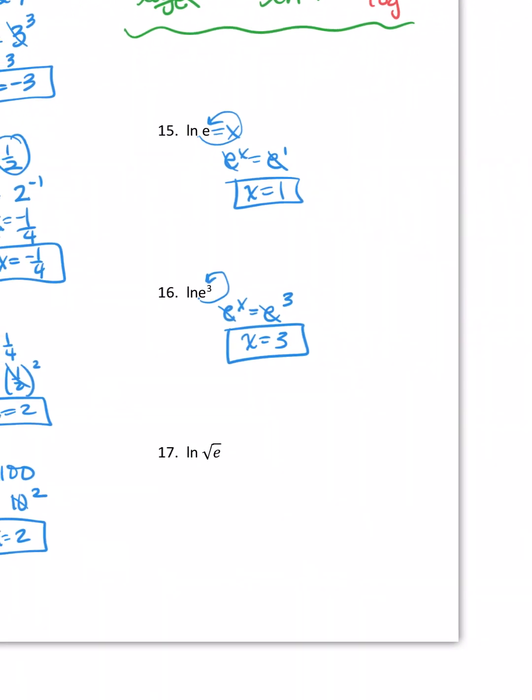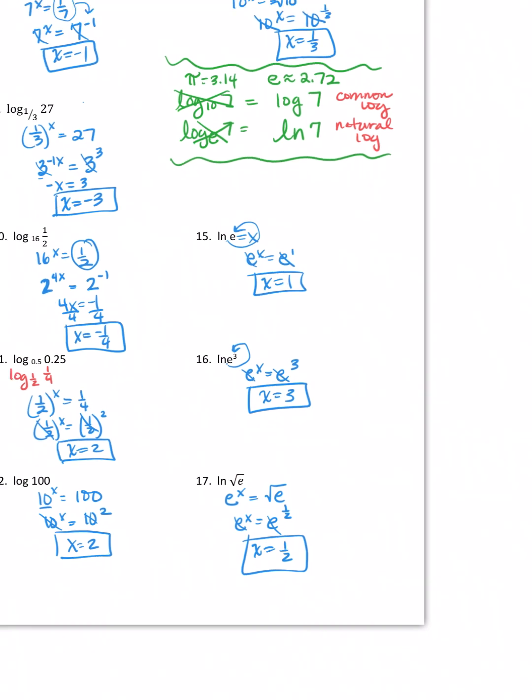Last one. Swirl it. e to what power is the square root of e? All right, this is that rational exponent thing. 1/2 is the square root, right? So rewrite it as the rational exponent. Now my bases match, exponents drop down, and we're done. So the base of e makes it pretty simple.